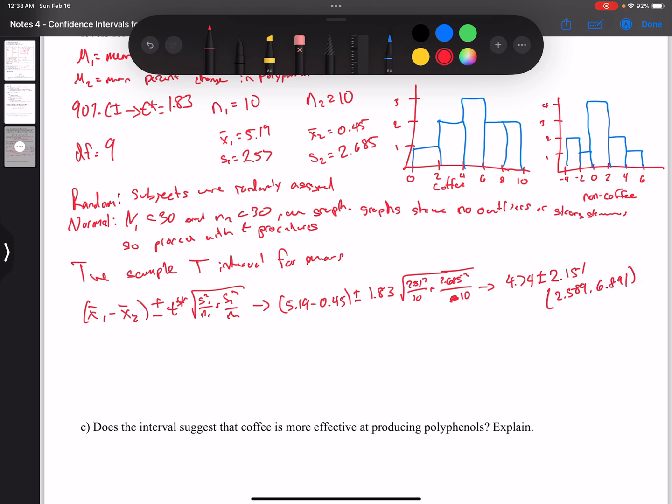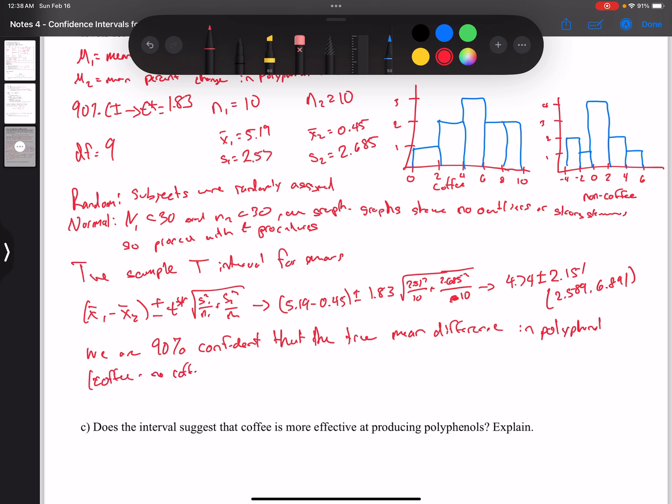Okay, so conclusion. So we are 90% confident that the true mean difference in polyphenol, coffee minus no coffee, is between 2.589 and 6.891.